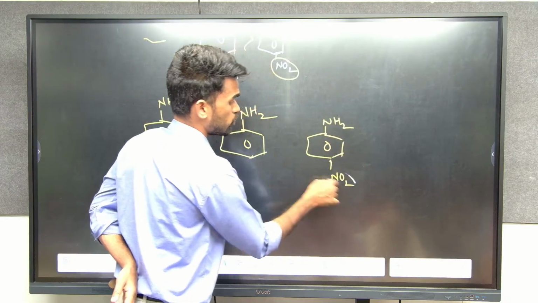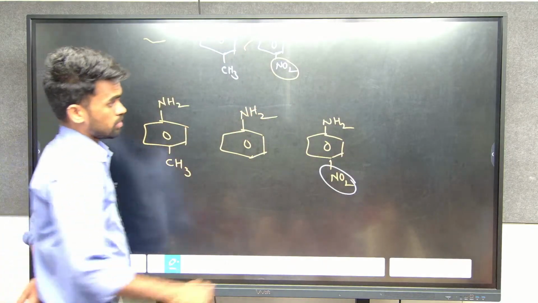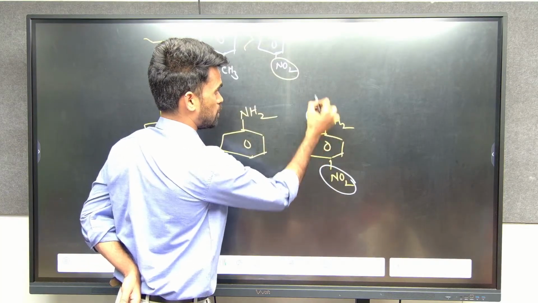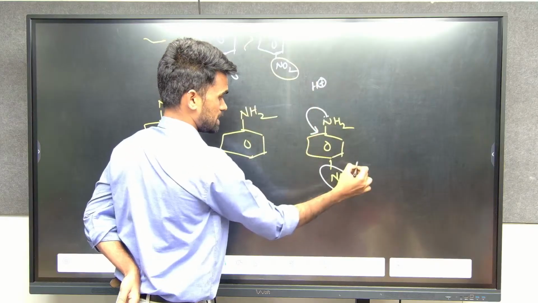See, what type of group is it? It will withdraw electrons. So these are very less available to accept. So I can say this is least basic.